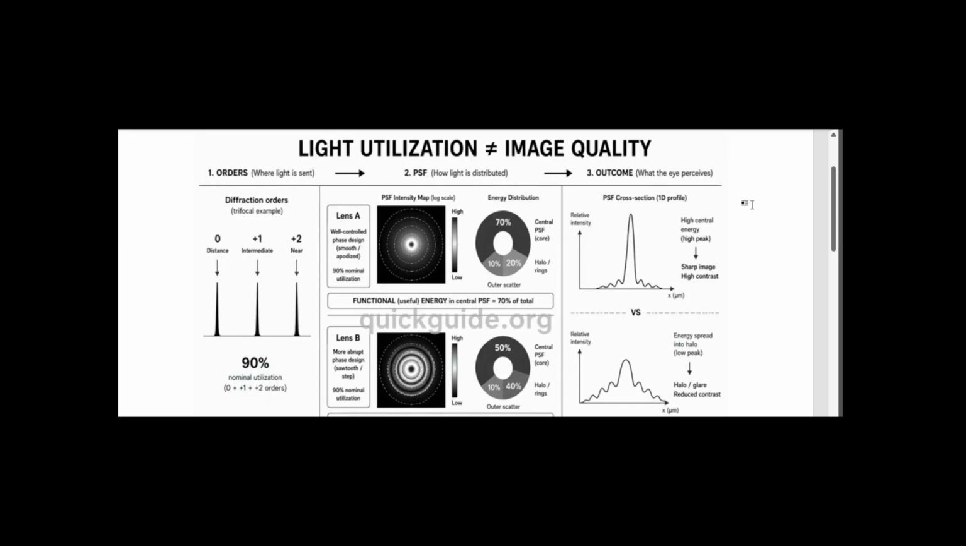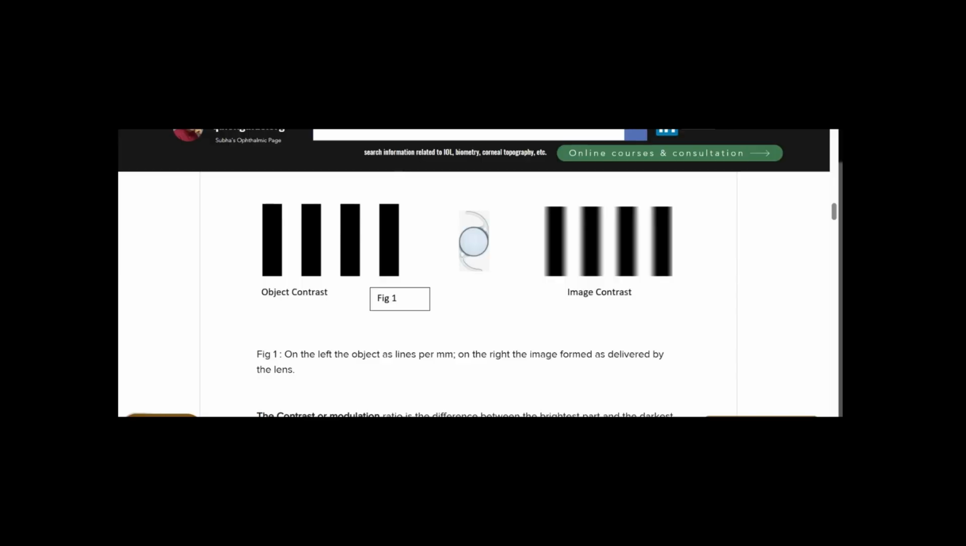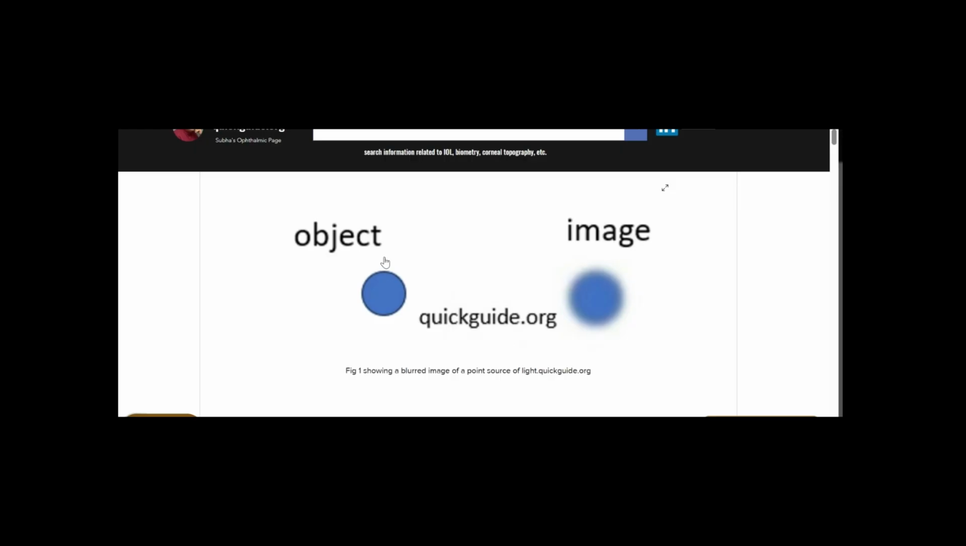Now, to understand that, we have to understand something about the point spread function, and I have written about it in my blog. The point spread function means a point source of light should always look like a point source of light, but in reality, the light actually spreads out. That could be because of diffraction when light passes through the pupillary aperture, as well as because of the many aberrations in the IOL.